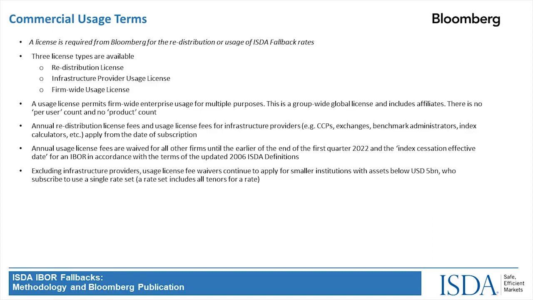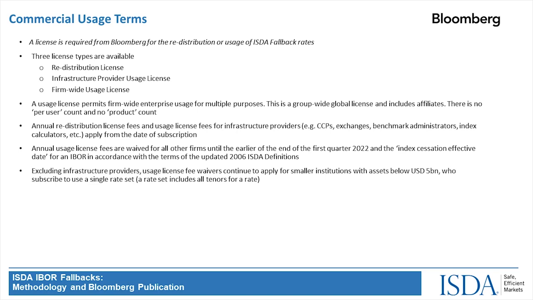The commercial usage terms. A license is required from Bloomberg for the redistribution or the usage of the ISDA fallback rates, including the component parts, the adjusted reference rates, and the spread adjustments. There are three types of license available: a redistribution license, an infrastructure provider usage license, and a firm-wide usage license. The usage license essentially permits firm-wide enterprise usage of the rates for multiple purposes, primarily as the fallback in a financial product and including the valuation, pricing, and risk of instruments. This global firm-wide usage license includes all affiliates. It's a basic structure whereby there's no counting of users or numbers of products.